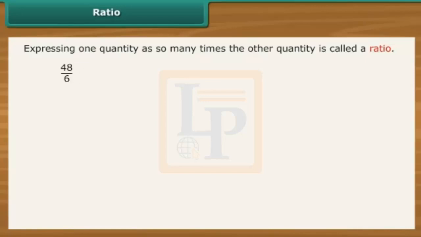48 divided by 6 is 8 divided by 1. 8 divided by 1 can also be written as 8:1. Colon is the symbol used to denote ratio. Let us look at another example of ratio.